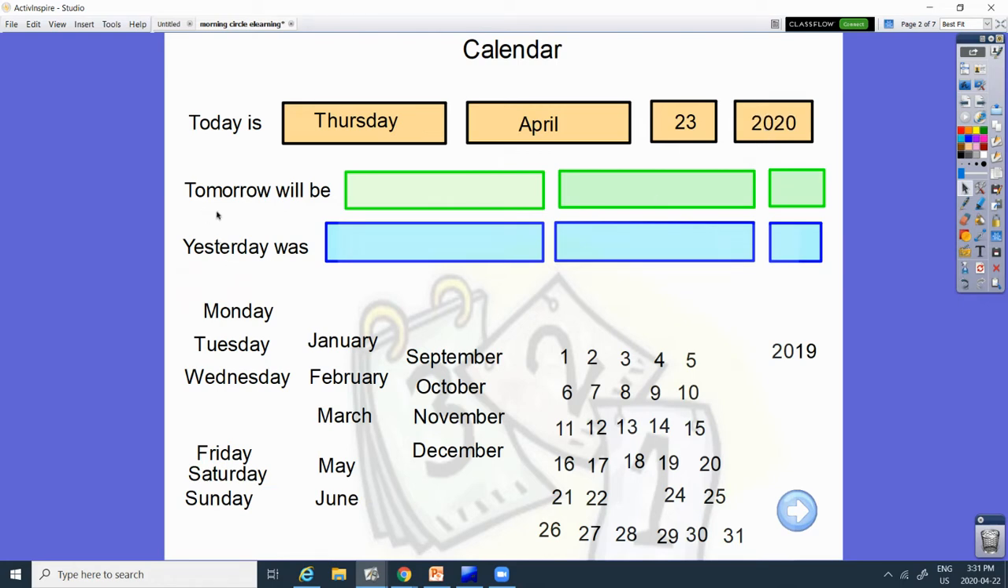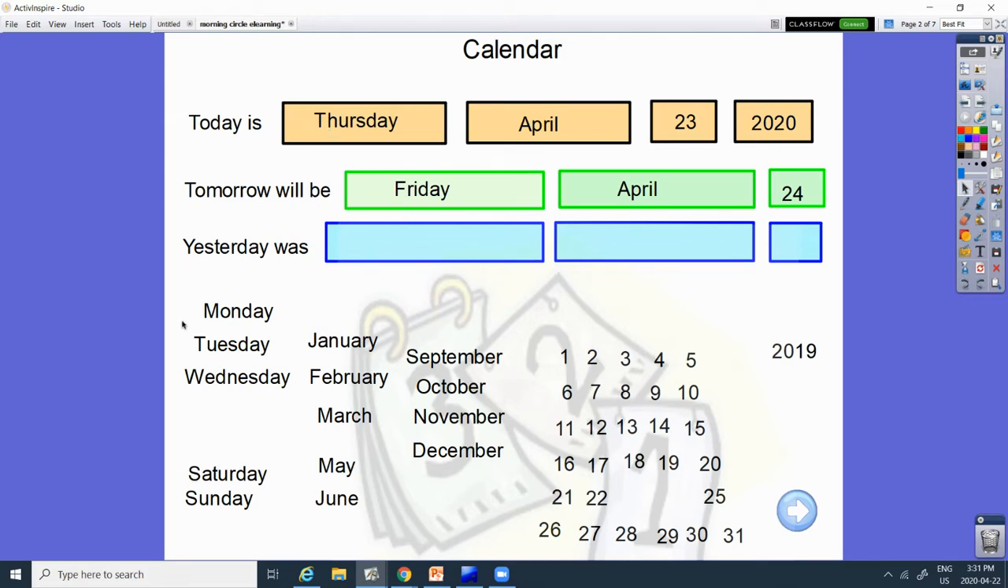Okay, tomorrow. What day comes after Thursday? Monday, Tuesday, Wednesday, Thursday, Friday. Or as Miss T says, Fri-yay. So tomorrow will be Friday. Still going to be April. And what number comes after 23? Let's count from 20. 20, 21, 22, 23, 24. There we go.